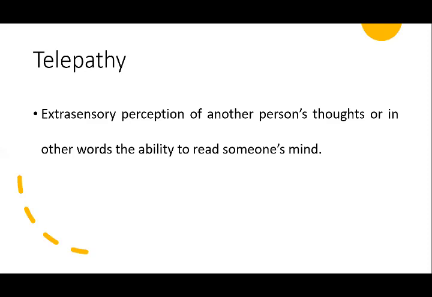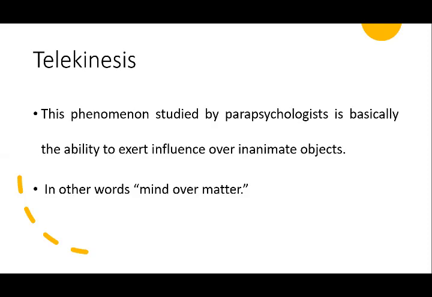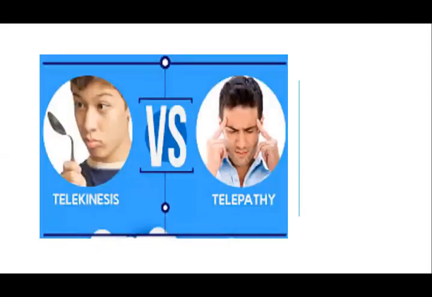Telepathy is simply mind over mind. You can read someone's mind, you can change the perception of someone, you can change the ideology of someone. It's extrasensory perception of another person's thoughts, or in other words, the ability to read someone else's mind. Whereas telekinesis is mind over matter. It's the ability that with your mind power you can bend a knife, you can call a light bulb to come towards you, you can call physical objects, something like this. So this is the difference.